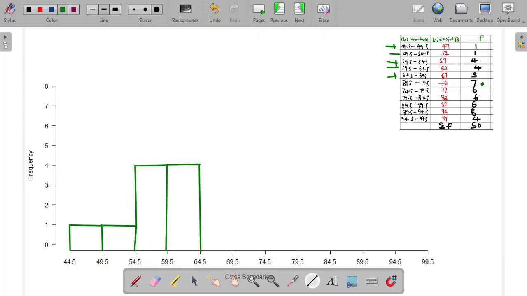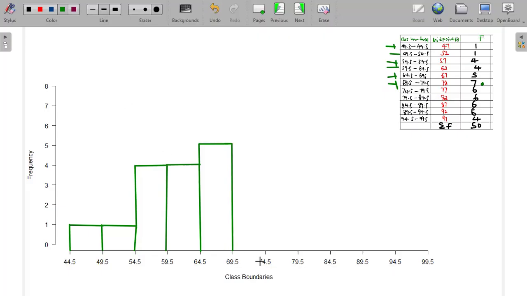Then between 64.5 and 69.5, I go to 5. So 5 is somewhere there, so this has to increase a bit to 5. Then I come down. The next one, 69.5 all the way up to 74.5, goes up to 7 and it's the highest. So 7 is somewhere there. So I have to raise this to 7, and then come down like this.